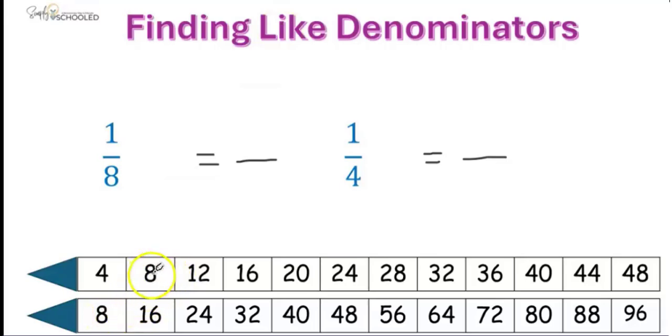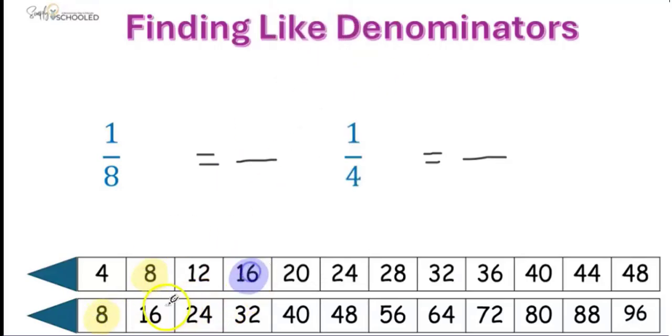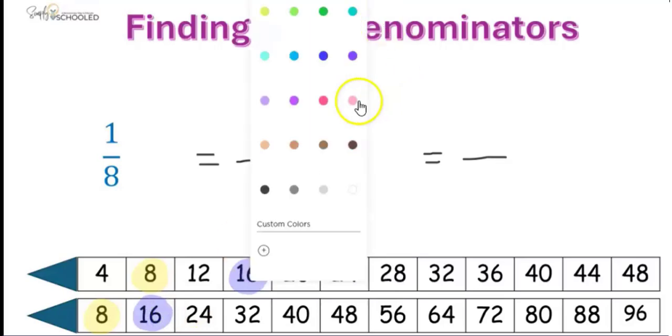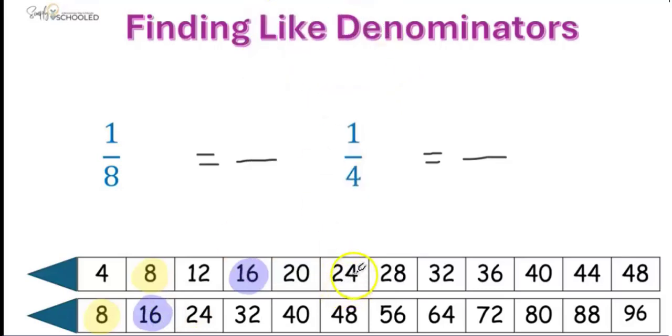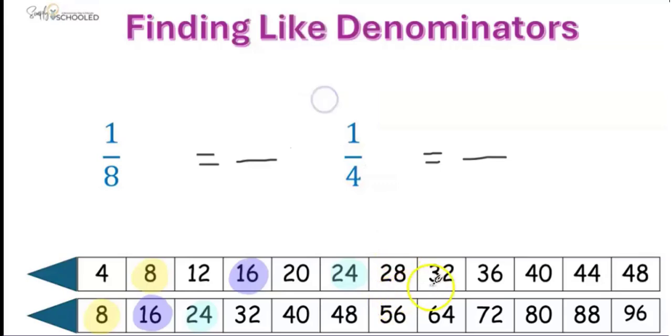So what I'm going to do is look for like multiples, because that's going to be my denominator. You can see they both have 8. I'm going to find a few more. They both have 16. These have a lot of like ones. They both have 24. And they both have 32. We can go on and on, but I can stop when I find the first one, because it's always easier to deal with the smallest number. So we're going to deal with 8.